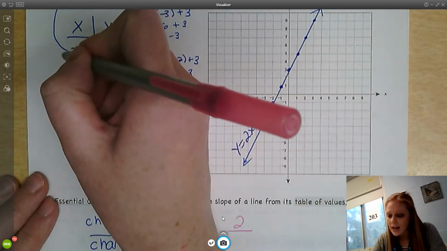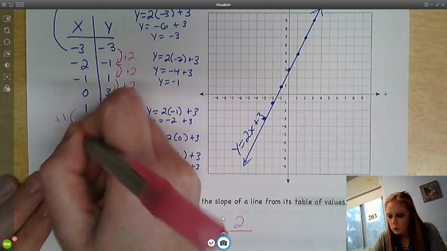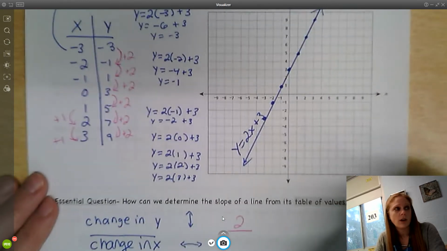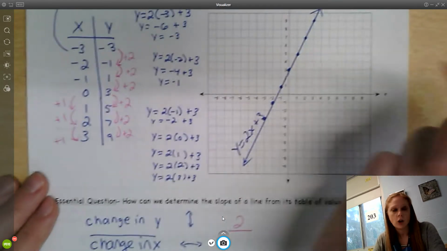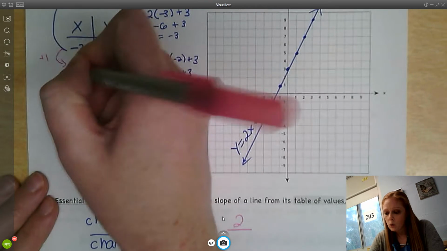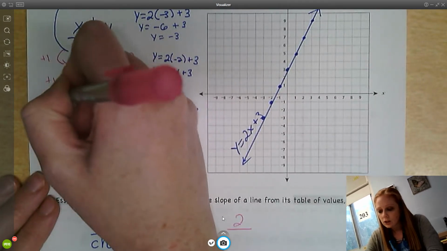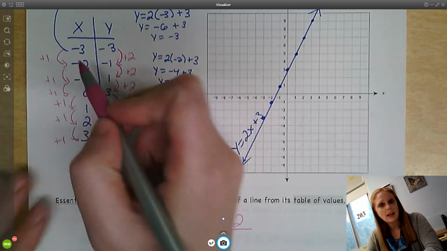Let's look at the change in x. We'll start down here because it's easier. To get from 1 to 2, you're adding 1. To get from 2 to 3, you're adding 1. To get from 0 to 1, you're adding 1. Negatives are a little bit harder, but let's think about it. To get from -3 to -2, we're adding 1. And you could plug these into your calculator to check. You could say, is negative 3 plus 1 negative 2? And yeah, it is.